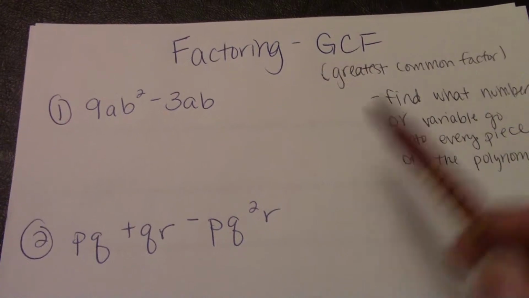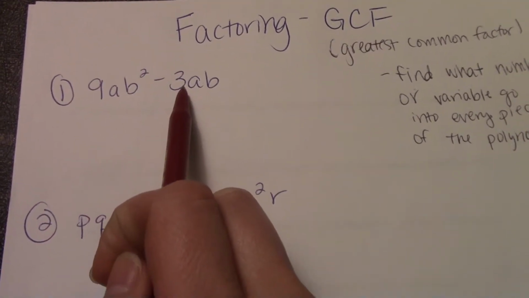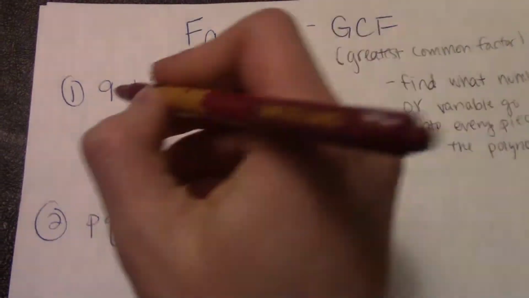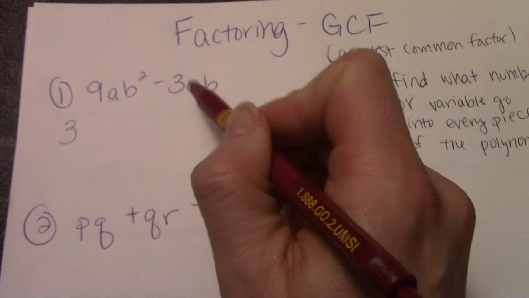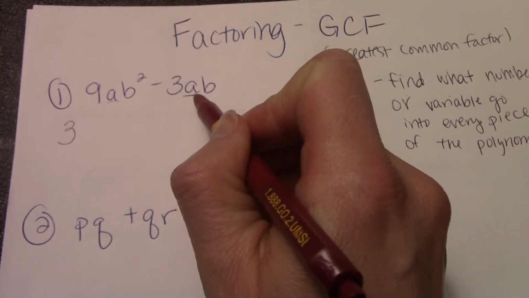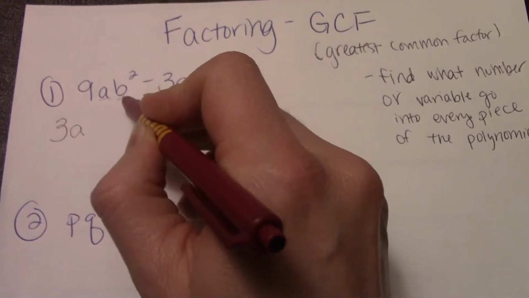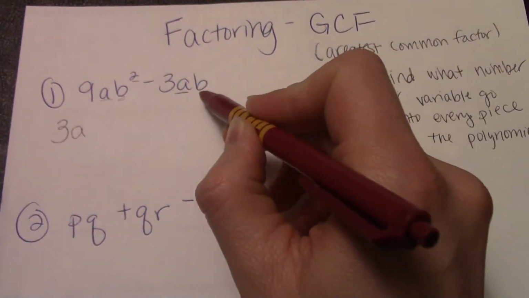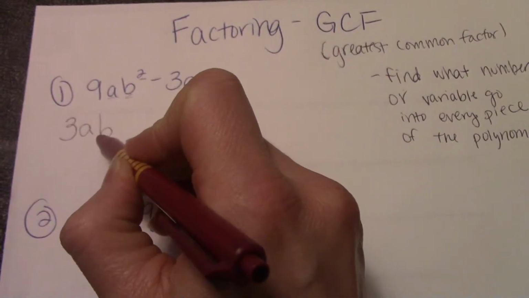So we're going to look over here at 1. We've got the number 9 and the number 3. Well, I know that 3 goes into both, so I'm going to put a 3 on the outside. So I'm going to look. I have an A here, and I also have an A here, so I'm going to put an A here as well. I've got a B. Specifically, I've got 2 B's, but I only have 1 B here, so I can only put 1 B out. So I have to put 3AB here.